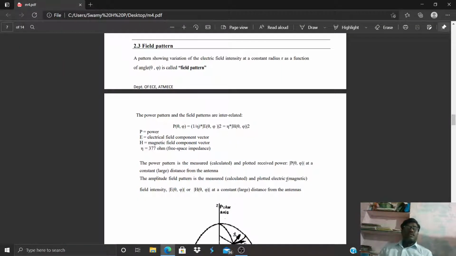So today I will start the next topic in module 4, that is the field pattern. A field pattern shows the variation of the electric field intensity at a constant distance or constant radius r as a function of angle theta and phi. What is field pattern? This field pattern shows variation of electric field intensity at a constant radius r, as a function of angle theta and phi.